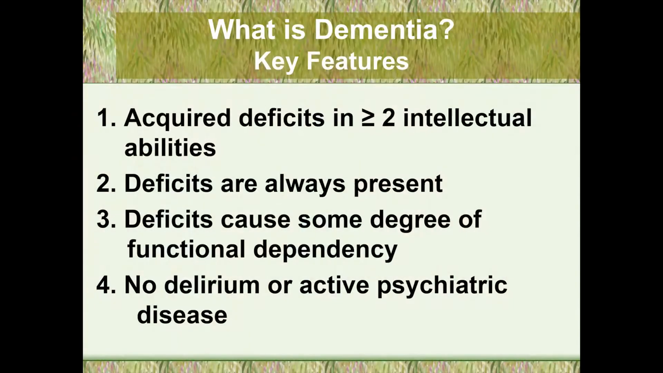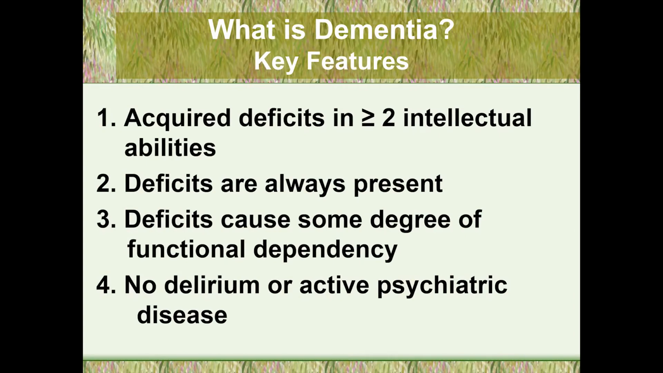The second point is that those deficits, 2 or more, are always there. So those of you who've spent time with older adults with dementia know that they have good days and bad days, but they don't have normal days. If they have cognitive dysfunction alternating with normal function, what do we call that? Delirium. That's a medical condition, probably a drug side effect.